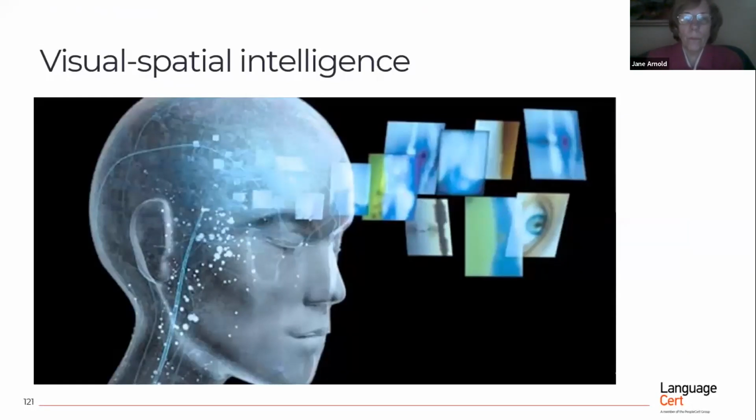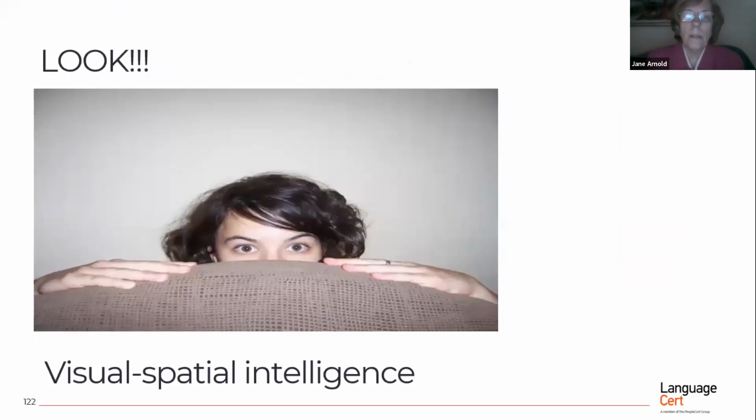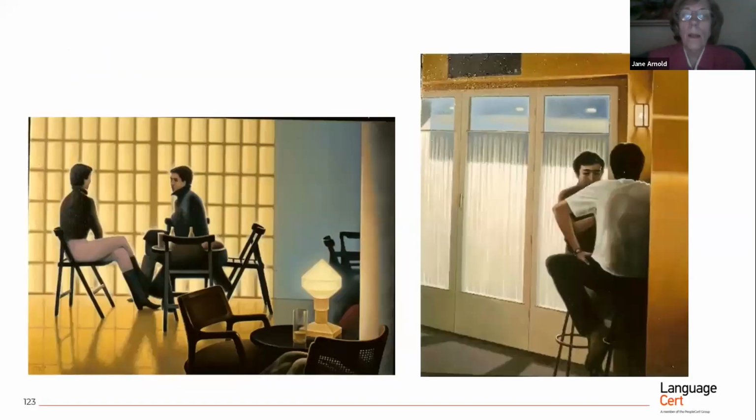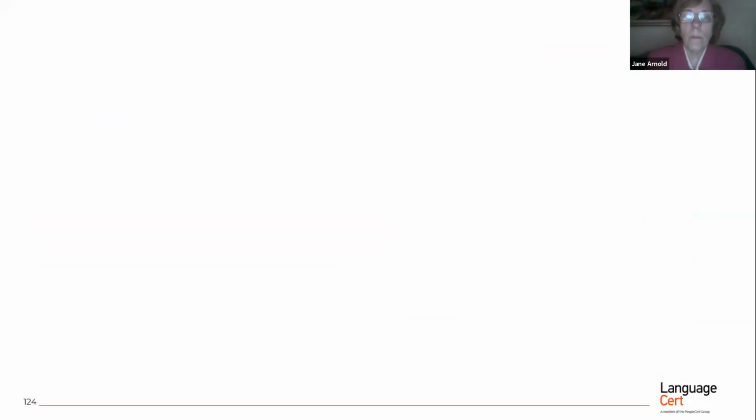Now, one last thing. One of Gardner's intelligences that can be very useful in the classroom is visual spatial intelligence. This can help us because if we give students something to look at, it's much easier for them to use the language. For example, here, we could show two pictures and have them discuss with another person what things are similar and what things are different about the pictures.